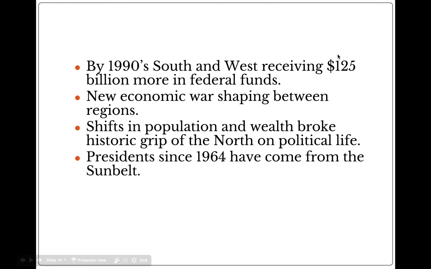By the 1990s, the South and the West were receiving $125 billion more in federal funds than other regions of the U.S., and this is going to cause some strains between the regions, but it's also going to knock the North from being that political and economic region that overpowered the rest of the U.S. And since 1964, all of the presidents have come from the Sunbelt.